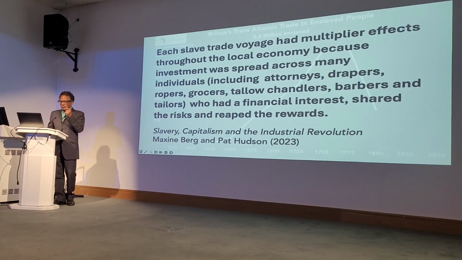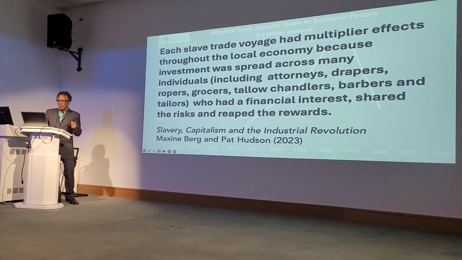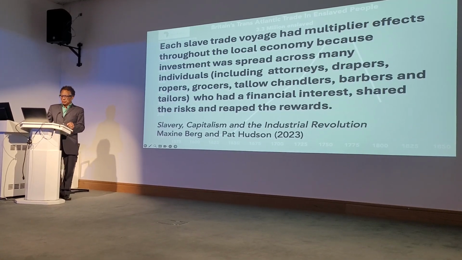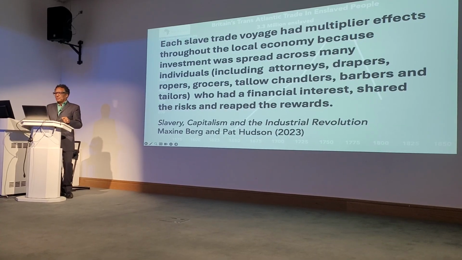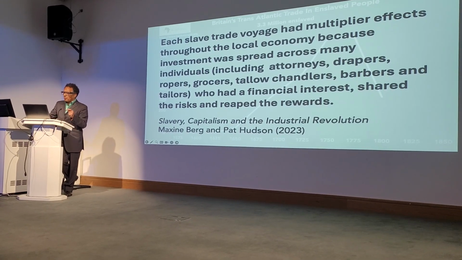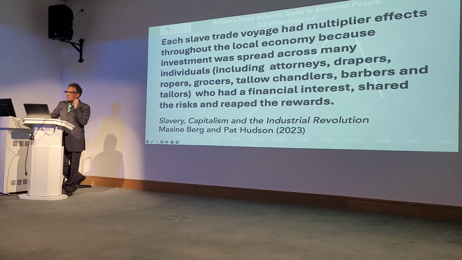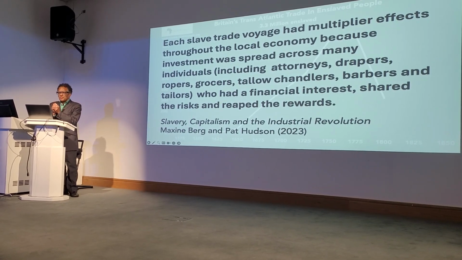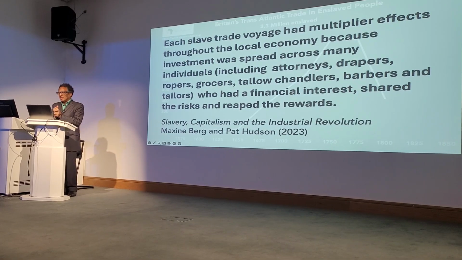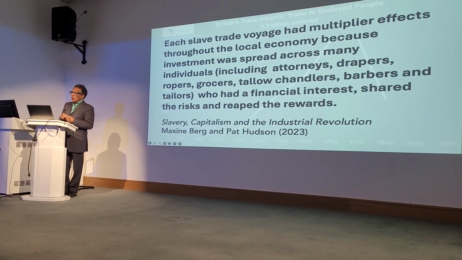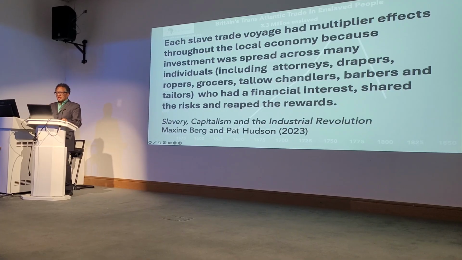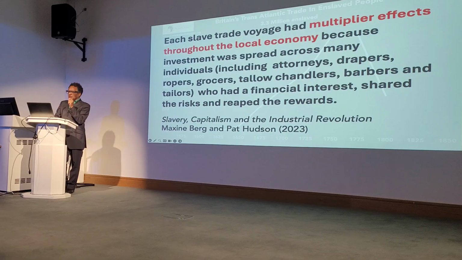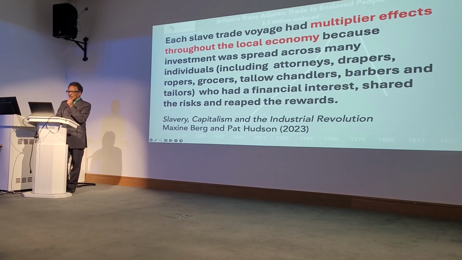Here's another quote I want to share with you. This is a more recent quote from some people who did some work on slavery and its effect on the Industrial Revolution. They talk about how each slave trade voyage had a multiplier effect throughout the local economy, because investments were spread across many individuals, including attorneys, drapers, ropers, grocers, tallow chandlers, farmers, tailors, who had a financial interest, shared the risk and reaped the rewards. It was a multiplier effect throughout the economy. It was fundamental to the economy. It made it work. It was part of the economy.